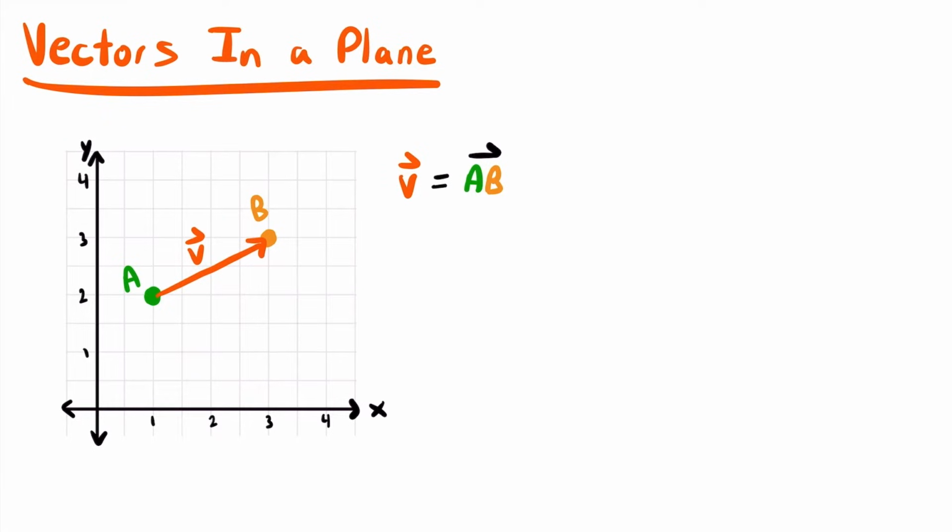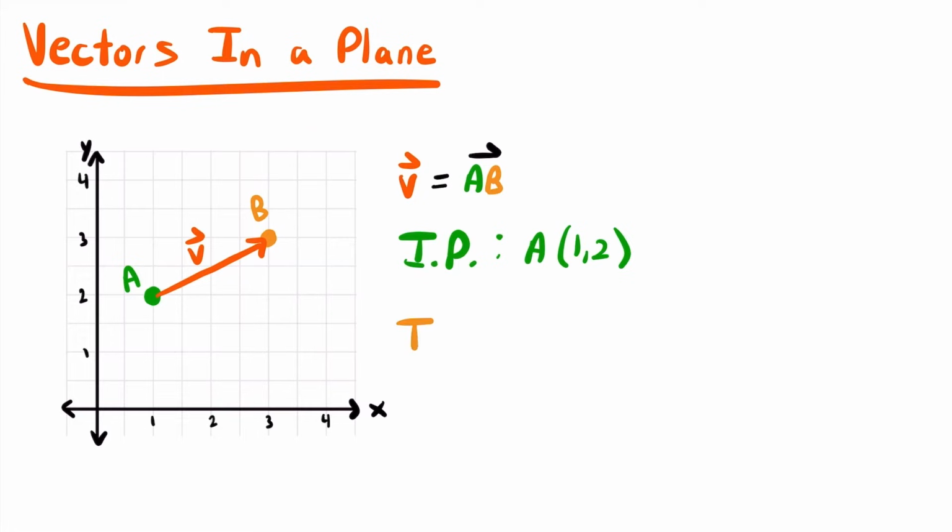Now we can actually say what those points are in our coordinate system. So let's start with the initial point, which I'm going to label with IP. Our initial point is point A, and point A is located at 1, 2. 1 is the x coordinate, and 2 is the y coordinate. So A is at point 1, 2.